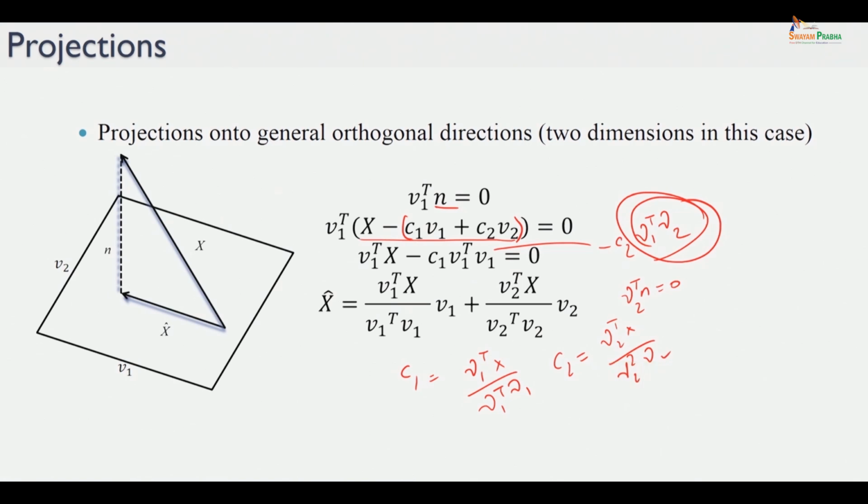Once you get this, then you can back out the projection, and the projection is C1 times nu 1 plus C2 times nu 2. So, this is how you project a vector onto two orthogonal directions, and this can be extended to 3 orthogonal directions, 4 orthogonal directions, and so on. If it is 3 orthogonal directions, then you will get nu 1 transpose x divided by nu 1 transpose nu 1 for C1, this for C2, and nu 3 transpose x divided by nu 3 transpose nu 3 for the third constant C3.